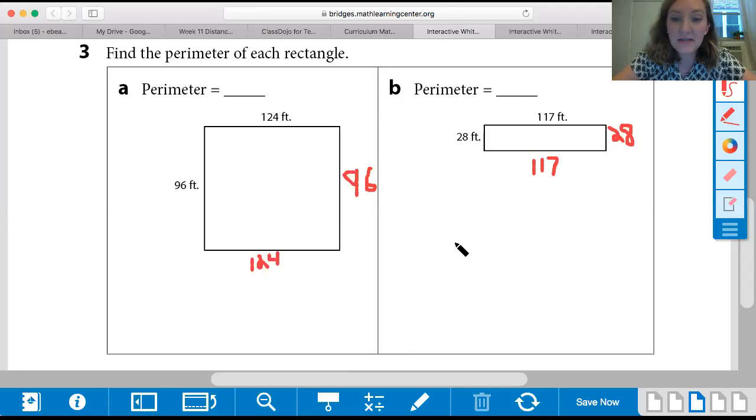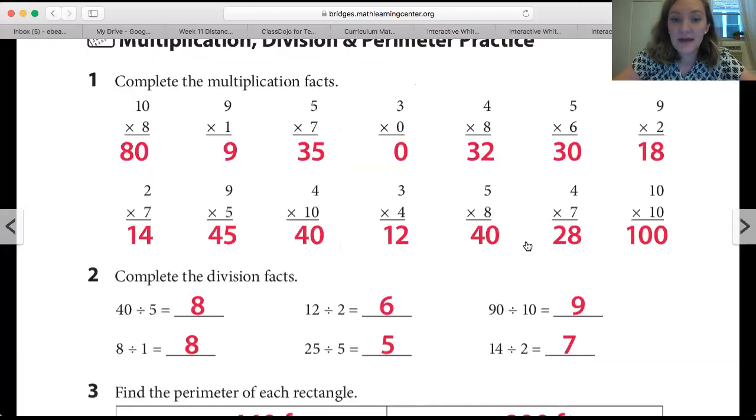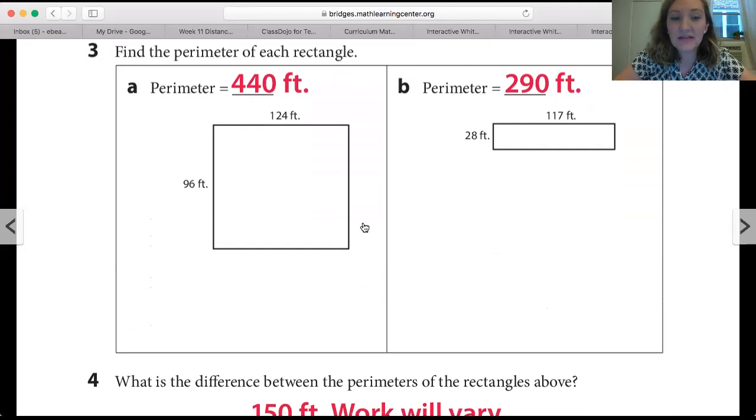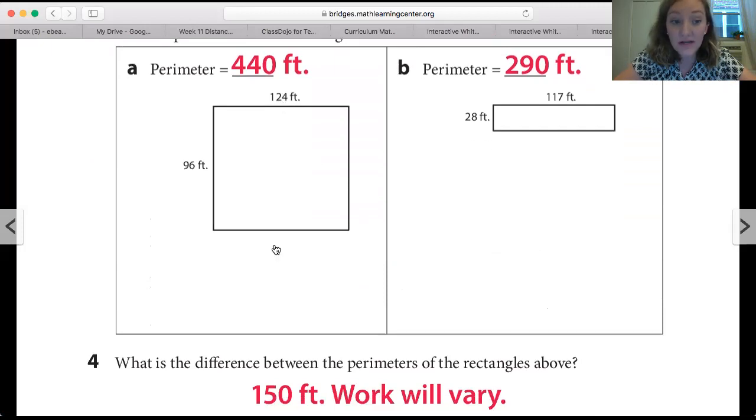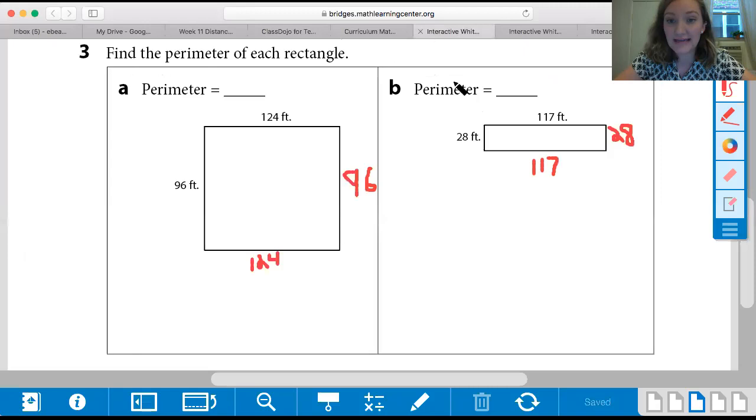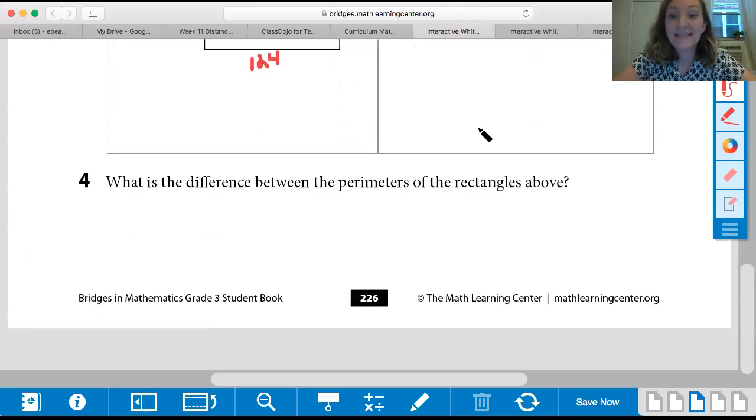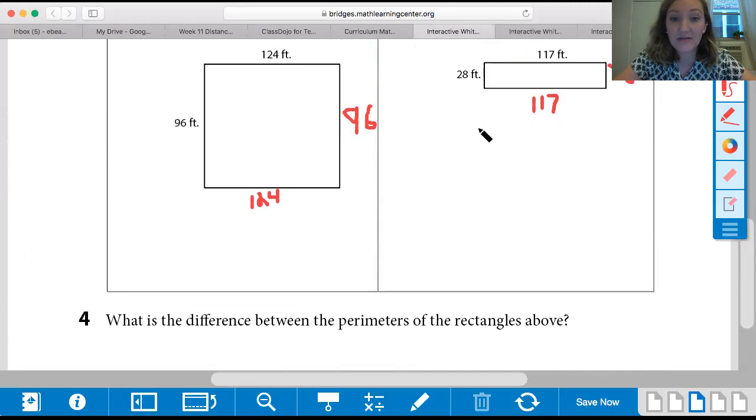All right, pause the video to do all your work. You should be trying to do this on your own. Okay, hopefully you finished that. And your answer key, when you do 124 plus 124, and you add that to 96 plus 96, your total answer should be 440 feet. Over here, 117 plus 117 plus 228 plus 228, your total answer should be 290. And what is the difference between the perimeters of the rectangles above?